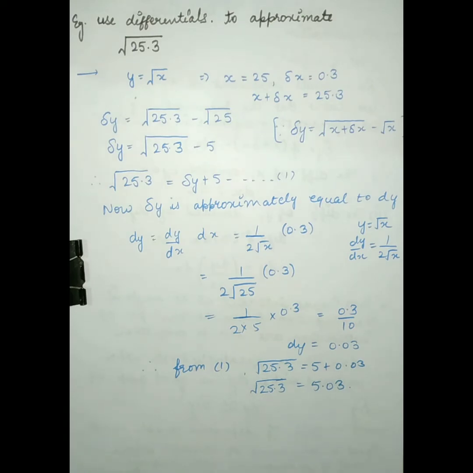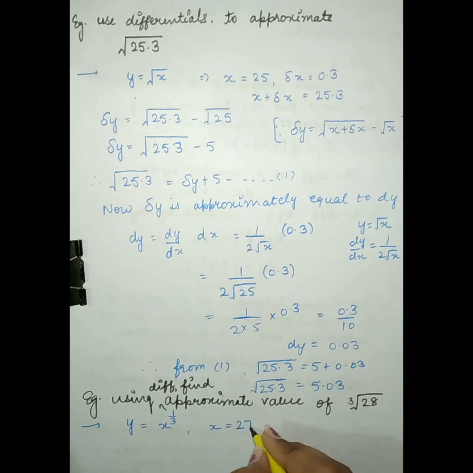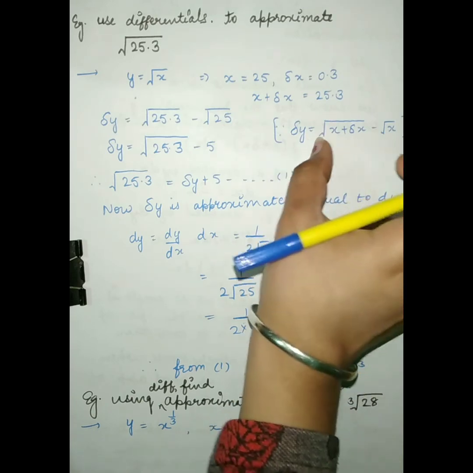Now next example is: using differential, find the approximate value of the cube root of 28. Firstly, in this we will take y equals x raised to the power 1 by 3, because there will be the cube root. Then here we get x equals 27 and dx equals 1. Then x plus del x, that means x plus dx, will become 28. And here we will use the formula of del y.